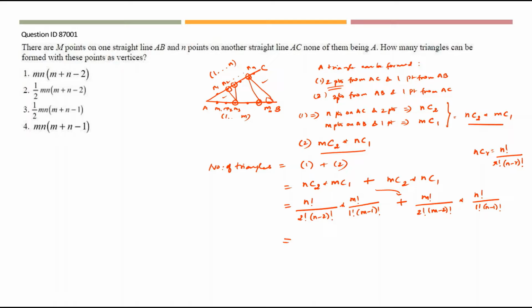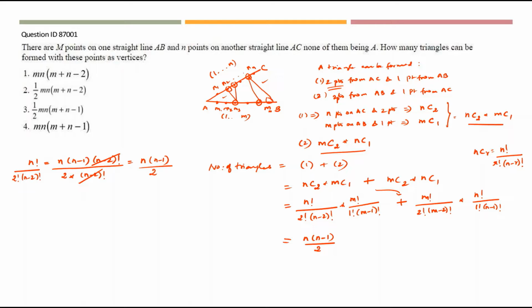Now let's see how to write this n factorial. This can be written as n into n minus 1 into n minus 2 factorial, and the denominator has 2 factorial and n minus 2 factorial. 2 factorial will be 2 into 1, so it is 2, and n minus 2 factorial will stay. So I can cancel this and this will give me n into n minus 1 divided by 2. So I will just place the same here, n into n minus 1 divided by 2.